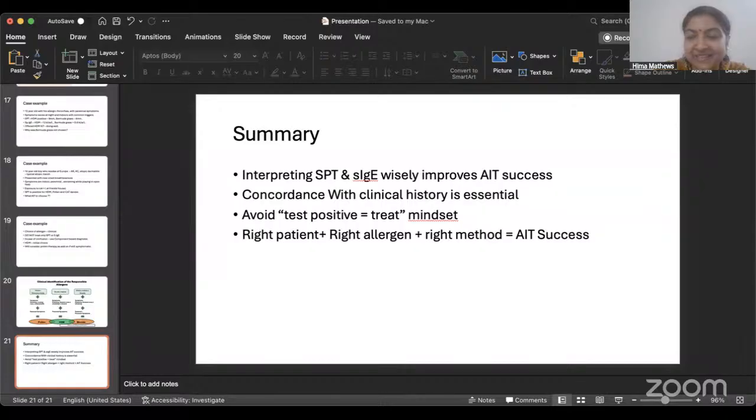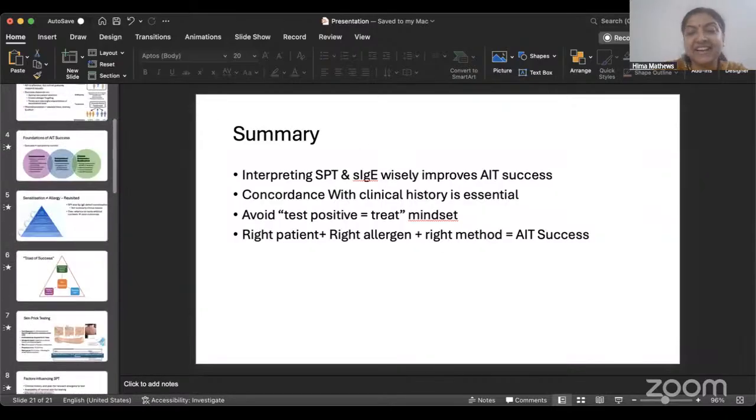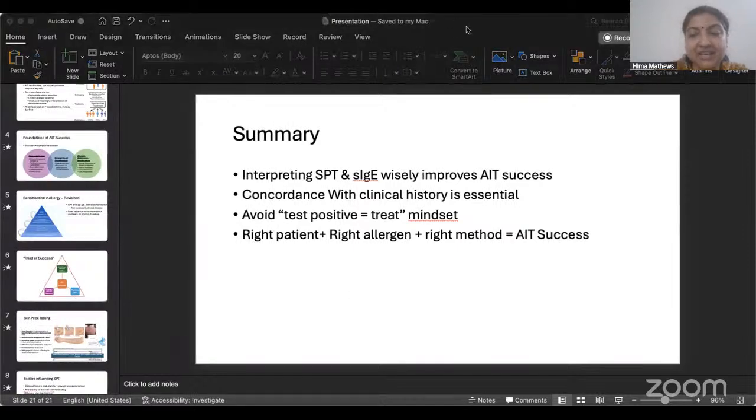Thank you, Dr. Kashyapi. You have very beautifully narrated the interpretation of SPT and specific IgE, and more than that, what not to be done. You have very specifically stressed that, and the clinical identification of allergens. We always say clinical history is the most important one, and that was an excellent slide. So thank you, Dr. Kashyapi.